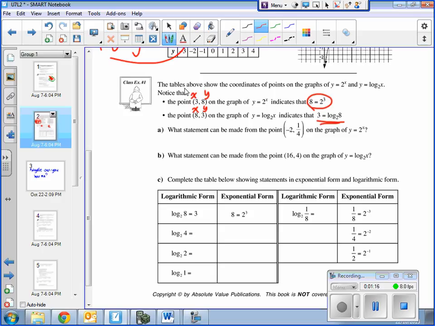Okay, what statement can be made from the point (-2, 1/4) on the graph of y equals 2 to the x? So if I have y equals 2 to the x, this would be my x value, this would be my y. So to put it in, I'll do this one with you guys. To put this one in, your y is 1/4, so 1/4 equals 2, and then your exponent would be -2. Does everyone see where I got those numbers? I'm using y equals 2 to the x. This is my x, this is my y.